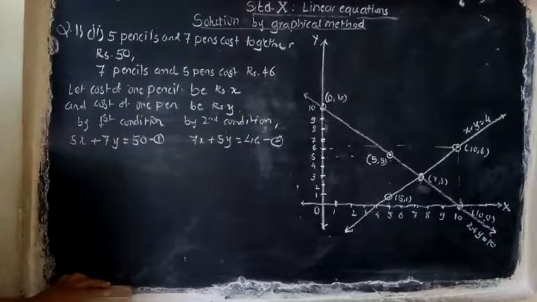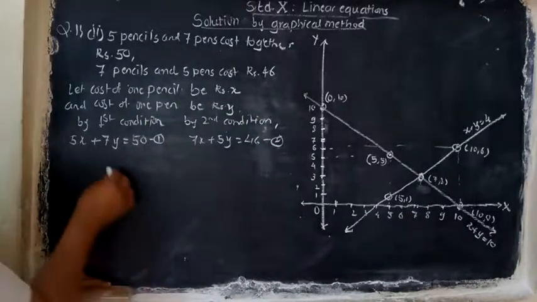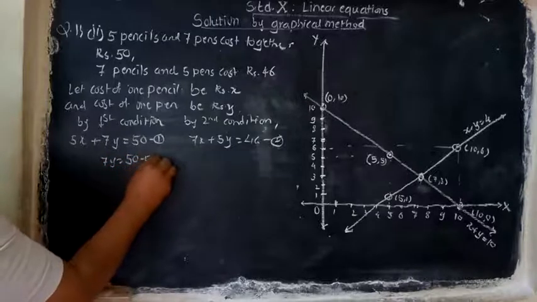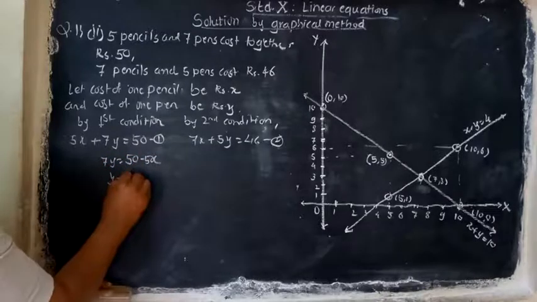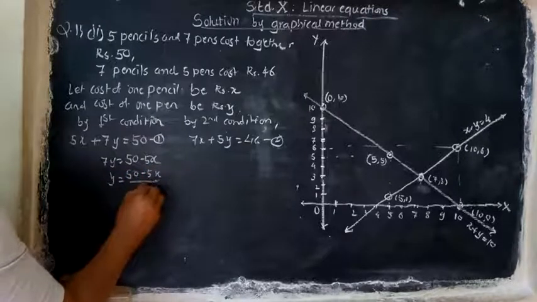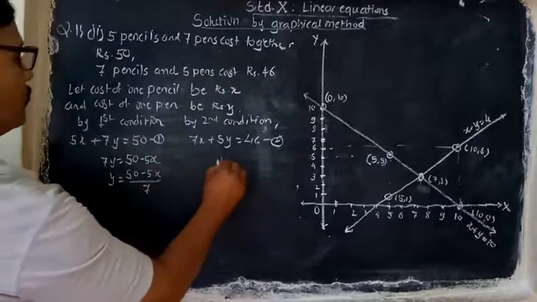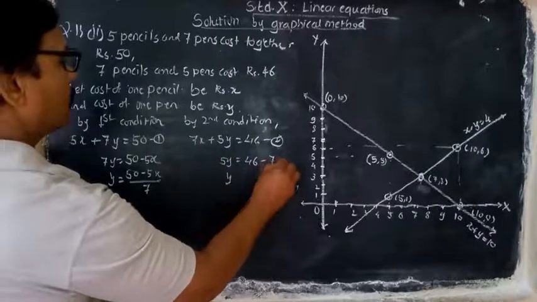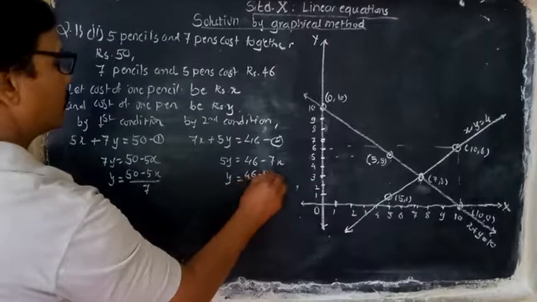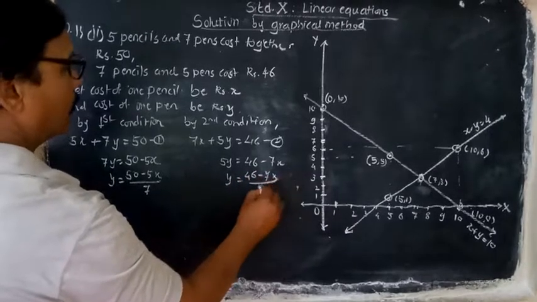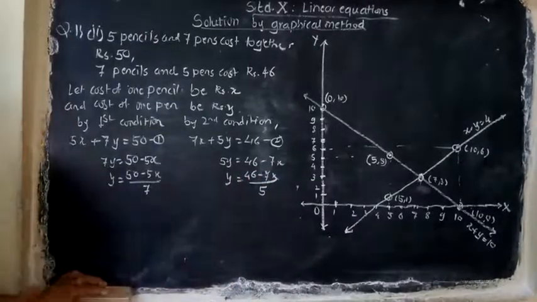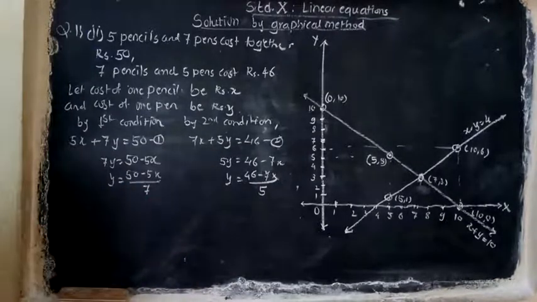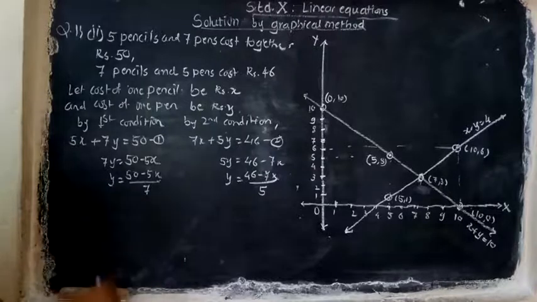Now we have to find out the solution graphically. Now how to find out? We have to convert to y. 7y is equal to 50 minus 5x. Therefore y is equal to (50 minus 5x) upon 7. And here 5y is equal to 46 minus 7x, so y is equal to (46 minus 7x) upon 5. We will find out the points for different values of x and y.